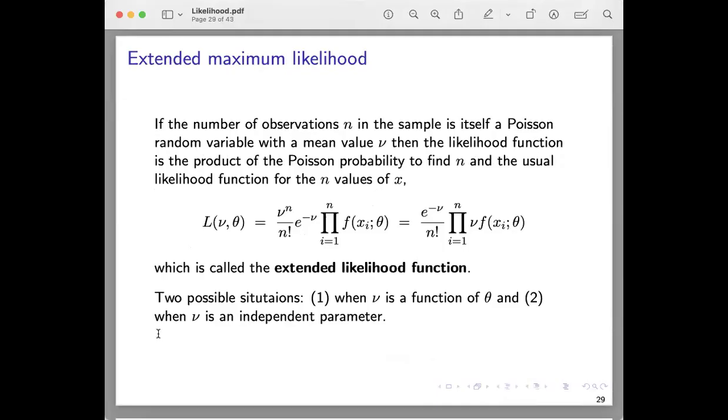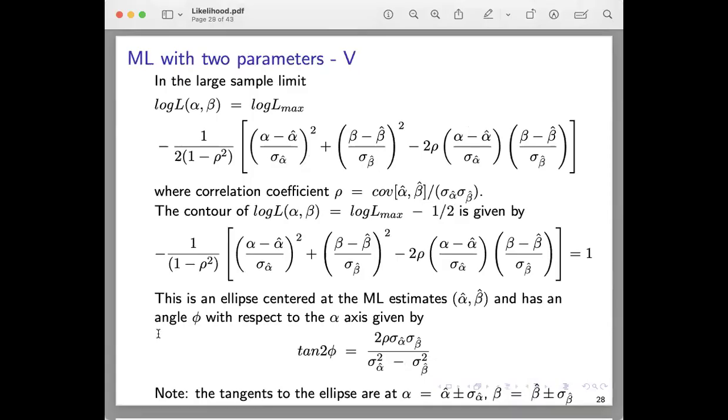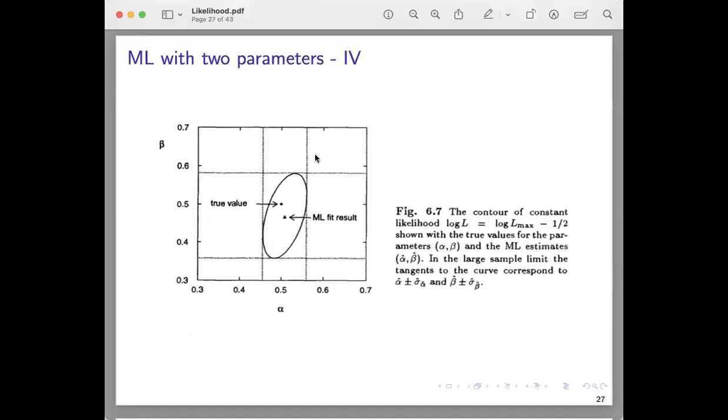Sorry, sir, can you go to the previous slide? So this angle is what? I could not understand, because the angle is the angle here with respect to... This is the ellipse, right? This is tilted. So yes, you have a correlation between alpha and beta, right? Correct, sir. That is the angle with respect to the alpha axis. Oh, okay, okay.